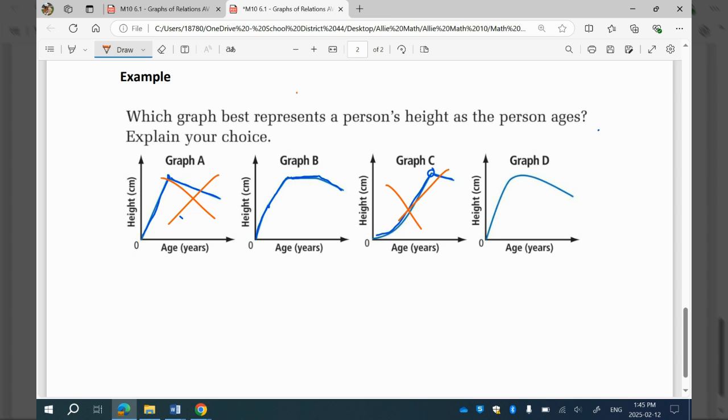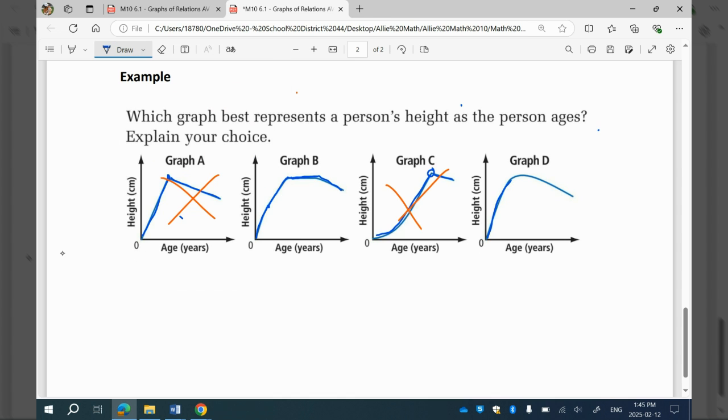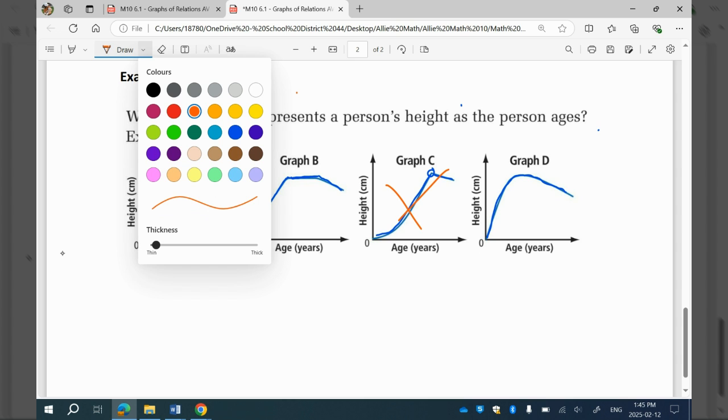And the last one has a nice gradual increase as you grow, not much of a steady part, and a slight decrease. I think that our best graph is B.